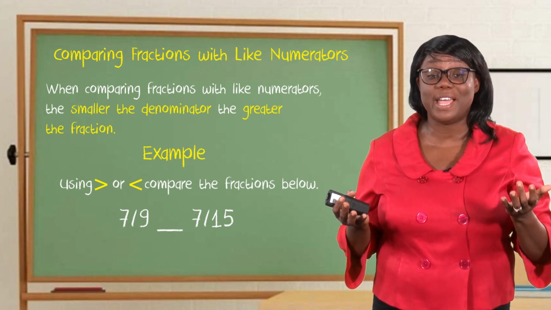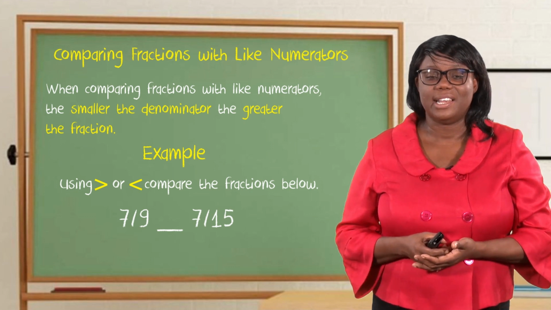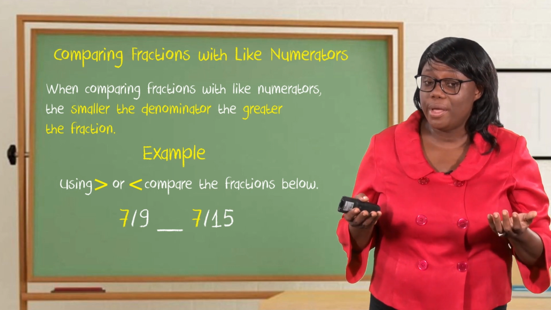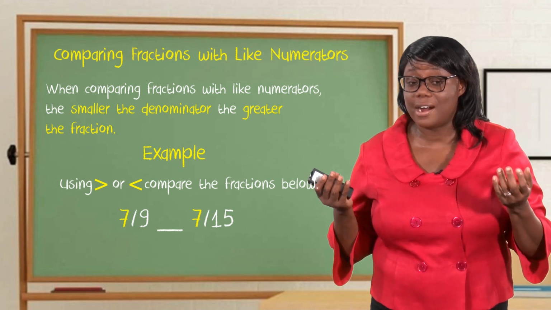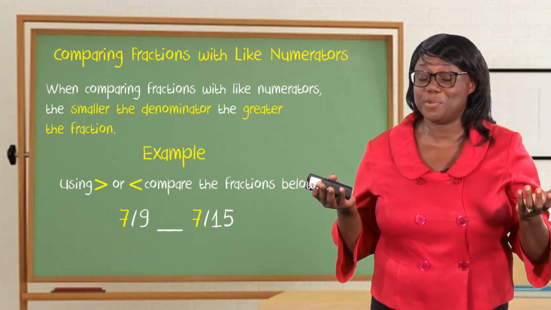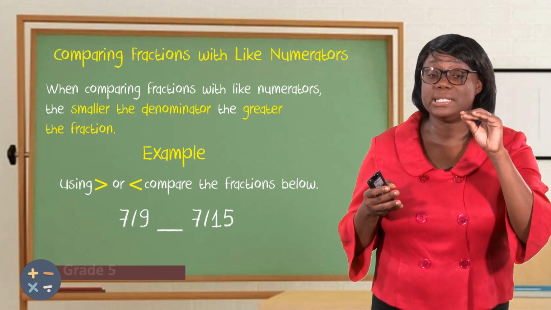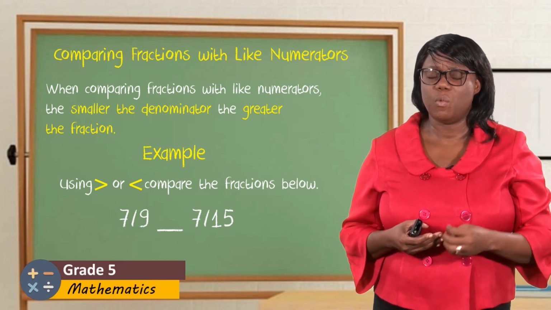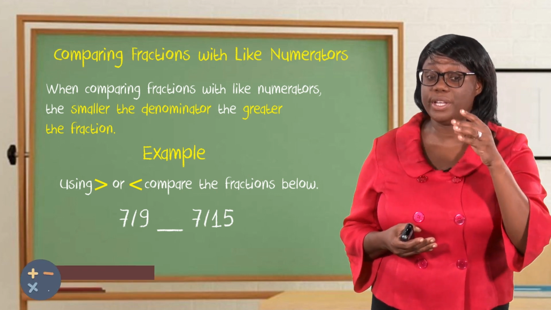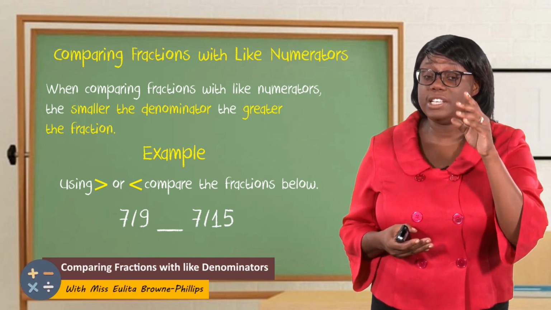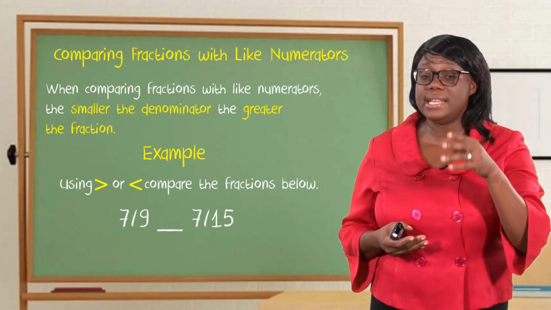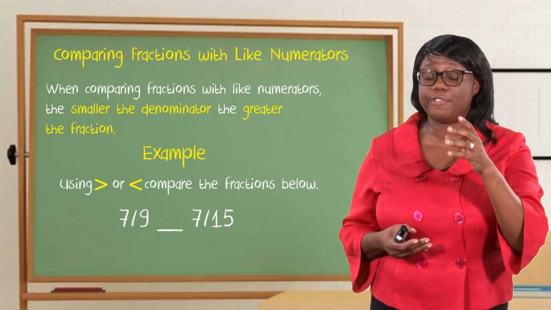You should be finished by now. Let's look at the first one. We all know that our numerators are alike. So this is going to be a walk in the park for you. Let's look at our denominators. What should we be looking for? Yes, we should be looking for the denominator that is the smaller one. That would indicate that that is the larger fraction.